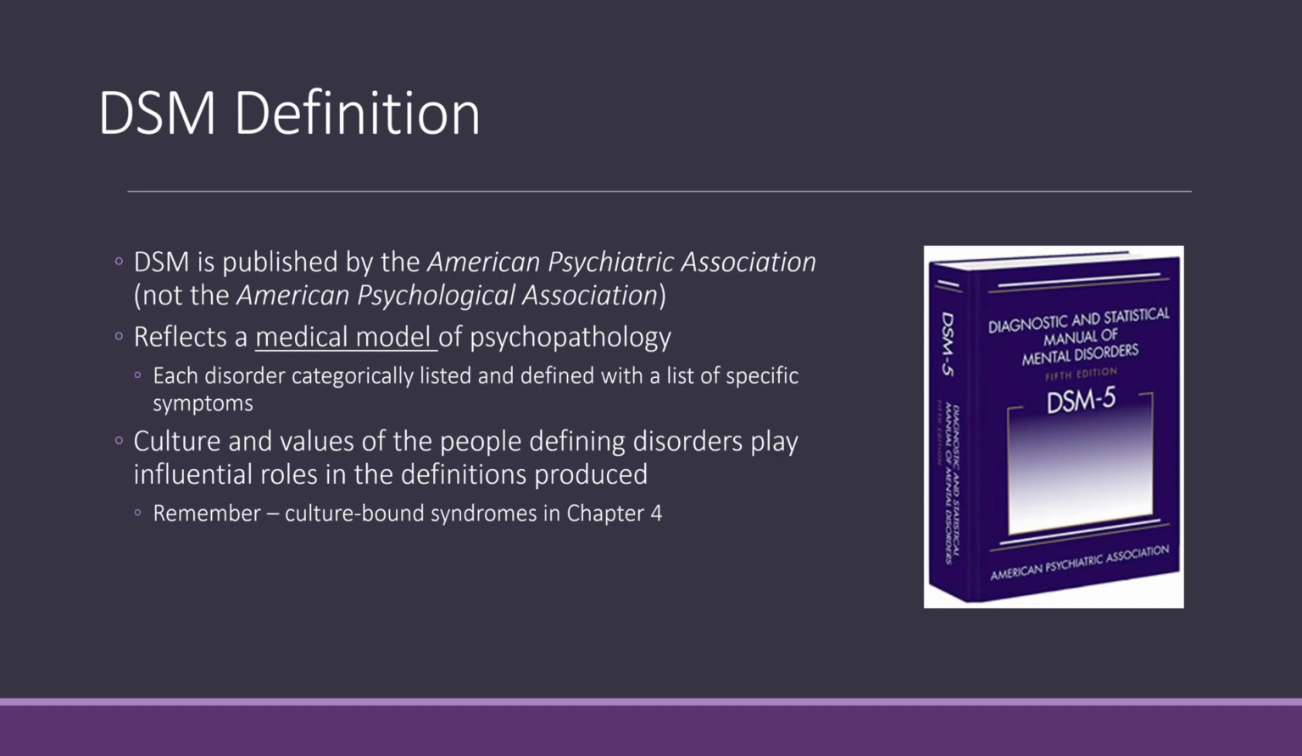So a little bit more about the DSM. The DSM is published by the American Psychiatric Association. I want to note this is a different APA. This is not the American Psychological Association. And that's important when we talk about how the DSM is created. So the DSM reflects a medical model of psychopathology. Each disorder is organized into categories, and then they have specific symptom checklists associated with each, much like how medical diagnoses would be framed.